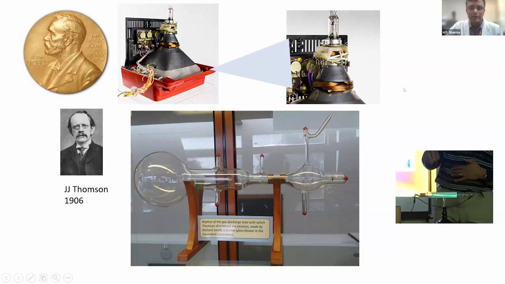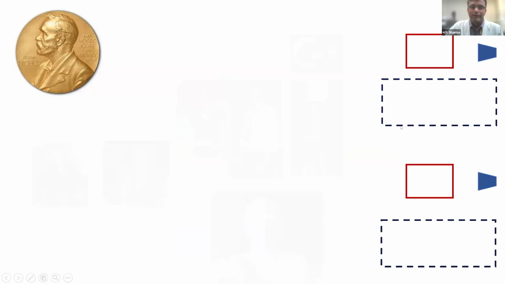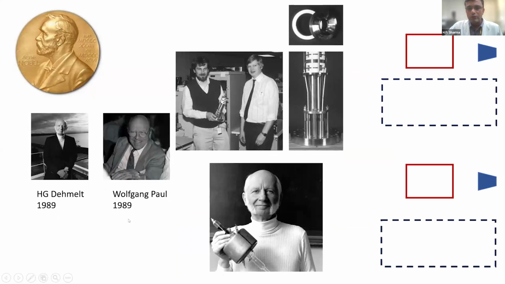From here, another remarkable invention, Aston. He took the lead from J.J. Thomson, and then he made the first mass spectrometer. Then, going in chronological order, Dehmelt and Paul both got the Nobel for their discovery of the trap. So how does this trap work? Here is an animation through which you can easily understand how a trap works.